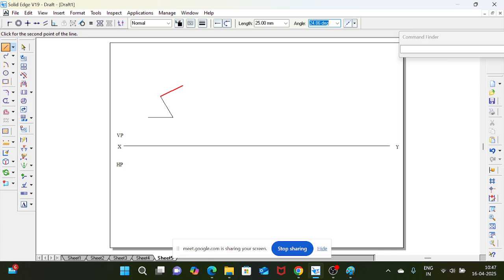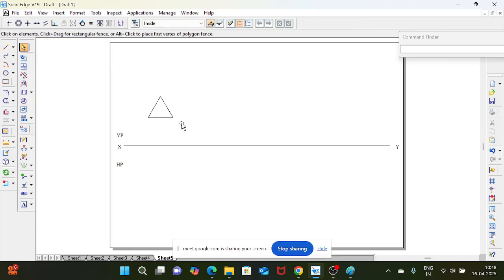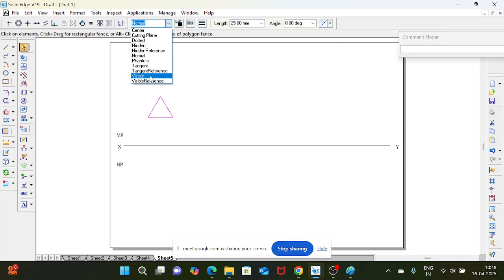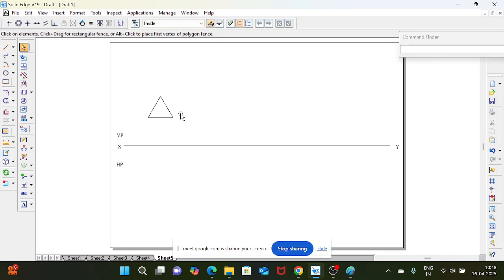Angle is 120 into 2. Press shift 8 for the multiplication, 120 into 2, and press enter. So now you got the equilateral triangle. I want a visible line, so I will select it and change to visible line. Even after changing to visible line, I am not able to see the difference because my screen resolution is high.